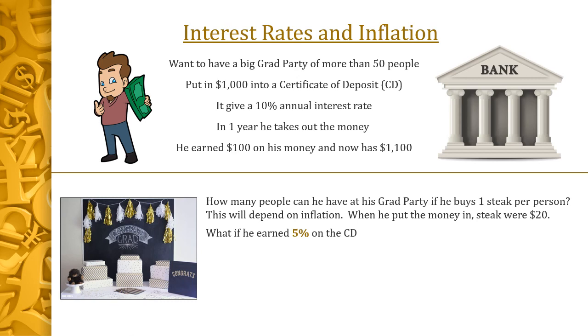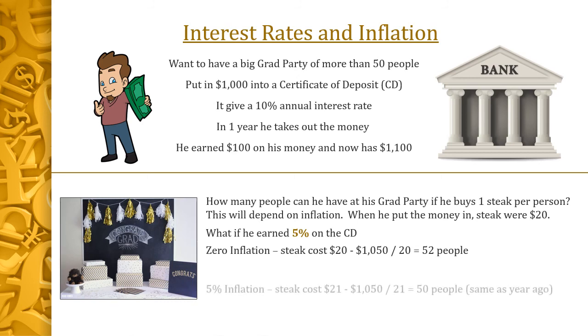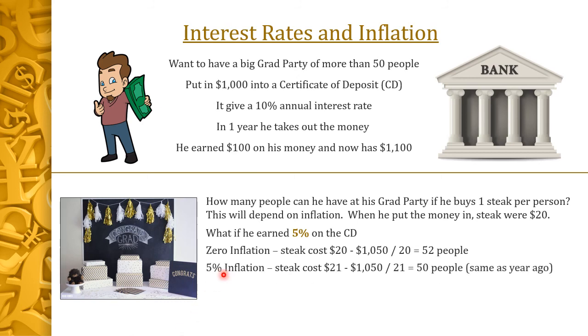Meanwhile, what would happen if it was only 5%? Well, we already know he's going to make less money. So now he's only going to make $1,050. Steaks are $20. But at the end of the year, he can invite 52 people. So this is pretty good. What if inflation went up by 5%? Well, the steaks are still $21, but now he can only invite 50 people, the same as he had a year ago. So he didn't come out any better as far as purchasing power is concerned.